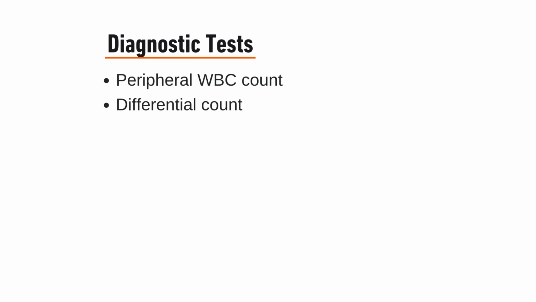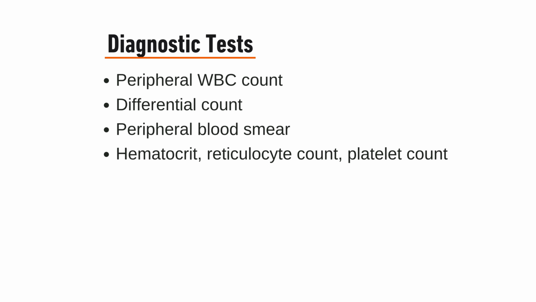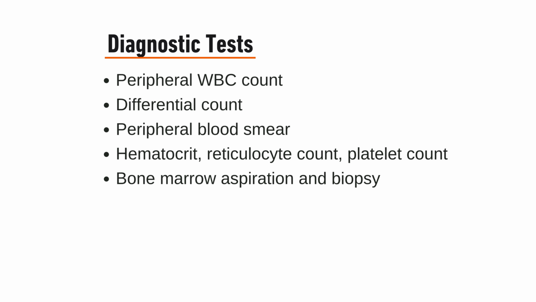So how do we confirm neutropenia? Here's the diagnostic workup. Peripheral white blood cell count to check the total white blood cell count. Differential count to confirm ANC less than 1,000 per microliter. Peripheral blood smear to look for immature white blood cell forms or BANDs. Hematocrit, reticulocyte count, and platelet count to assess overall bone marrow function, and bone marrow aspiration and biopsy to examine cell numbers and morphology when the cause is unknown.